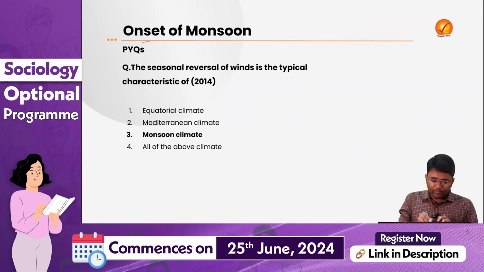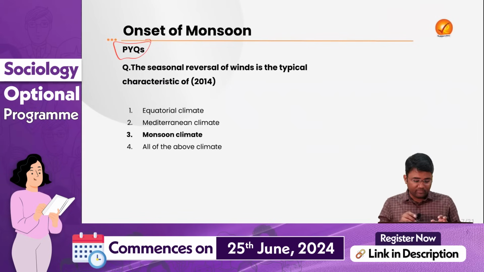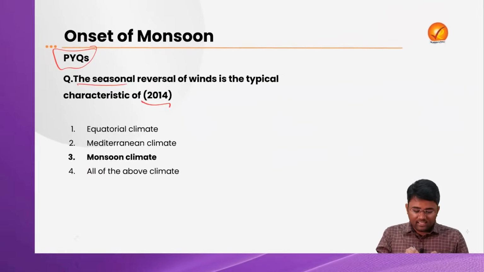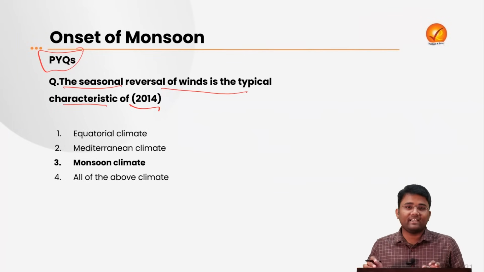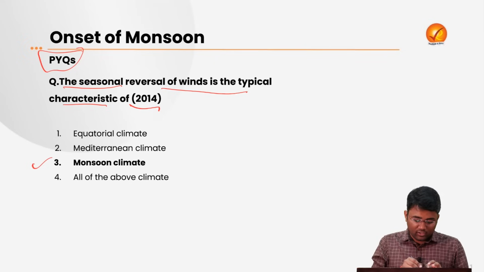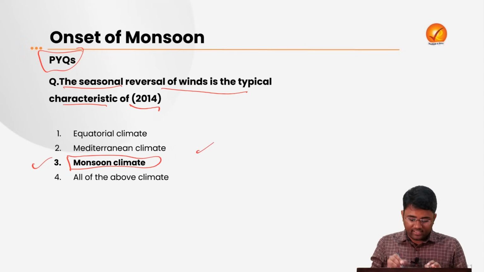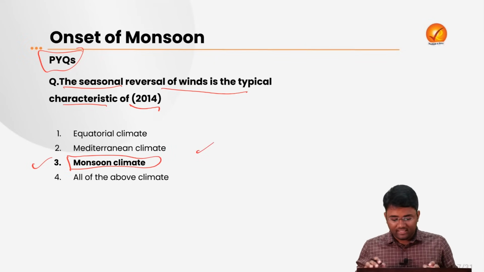Now, this is a previous year question that was asked in Prelims 2014. The seasonal reversal of winds is the typical characteristic of the third option, monsoon climate, which is correct. So this was a very basic question that was asked from this particular topic.